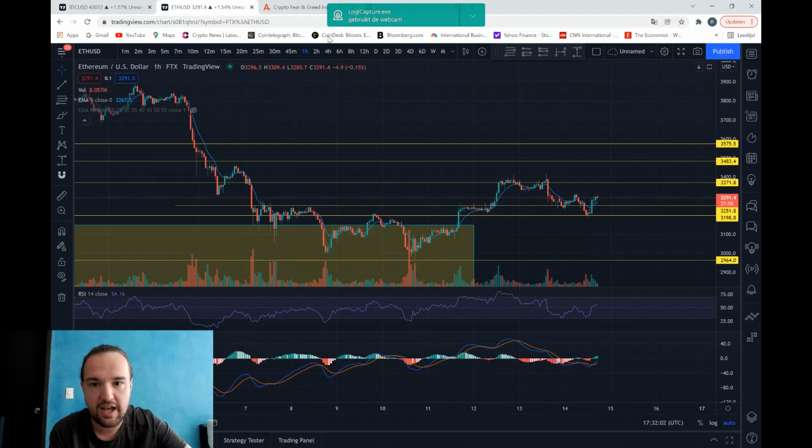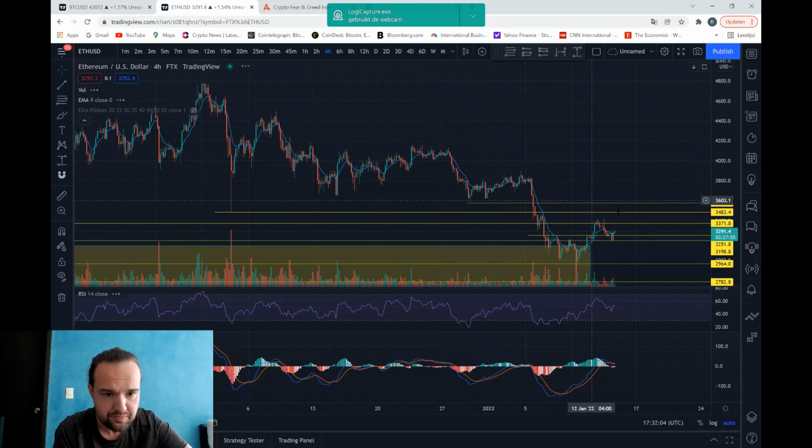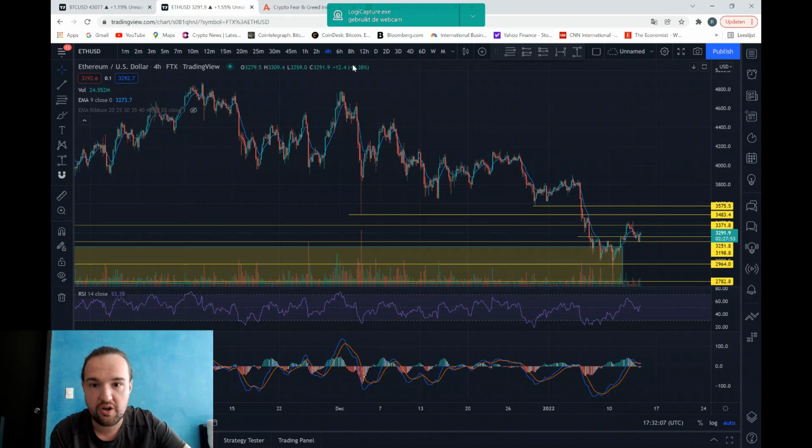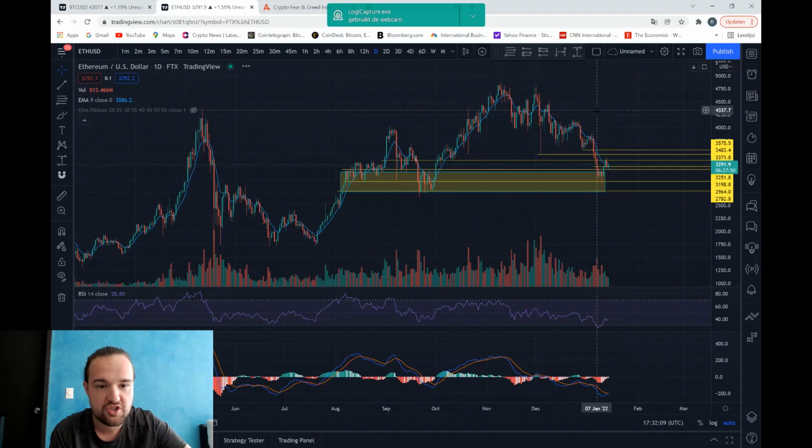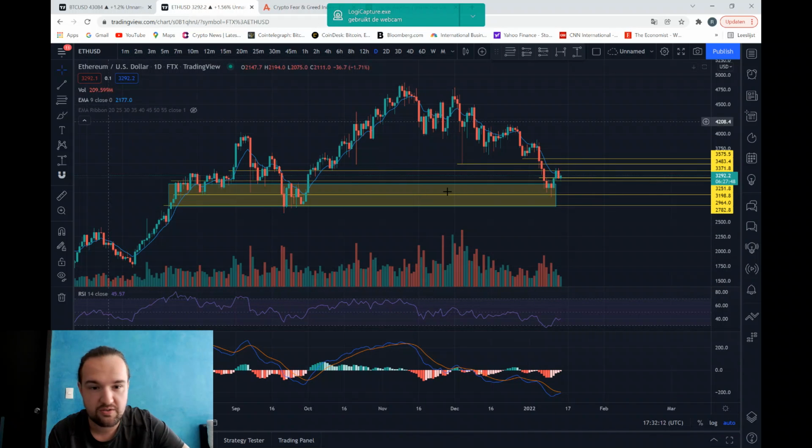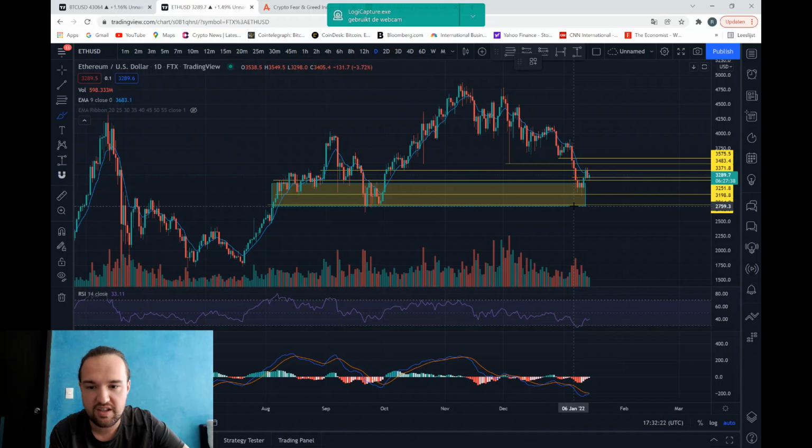So if that happens, what are the levels that I'm looking out for? Of course, we're going back into the box, and then the levels that I'm really looking out for is this range somewhere between 3100 and 2700. Below that, I think there will not be a lot of space, because then I think it is around approximately this level. We're talking about $2,200 to $2,300. That's quite a drop from now. Can happen, but I'm not counting on it.